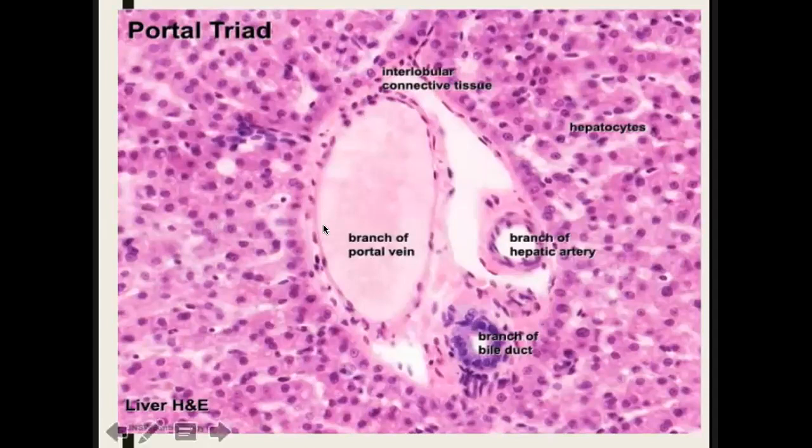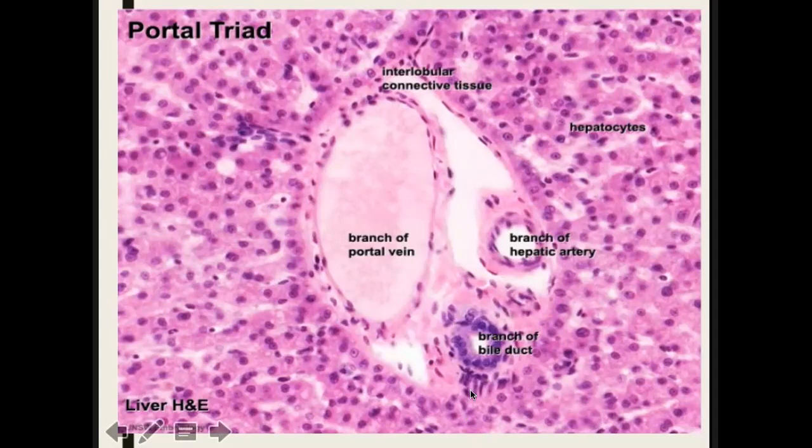Next slide would be another picture of the portal triad. Obviously this is a portal vein, as described before in the histology of blood vessels. The portal vein has a collapsed or larger lumen. Compare it to your hepatic artery, which has a smaller lumen. Also, one differentiating factor of vein and artery is that the hepatic artery has a thicker tunica media.